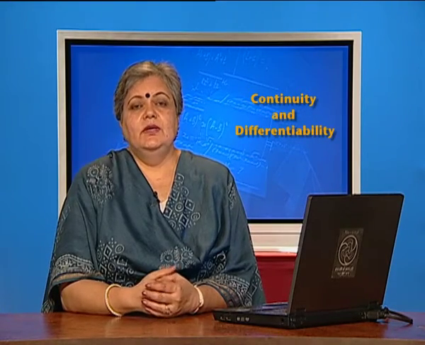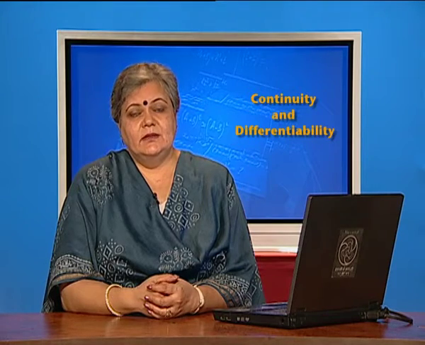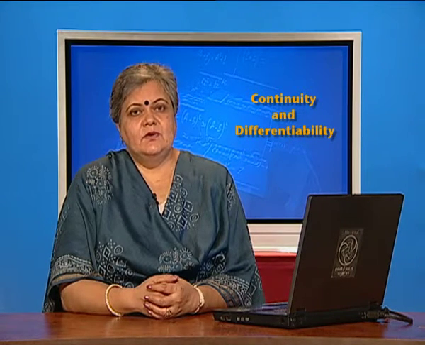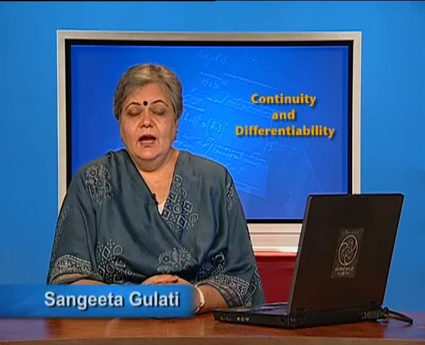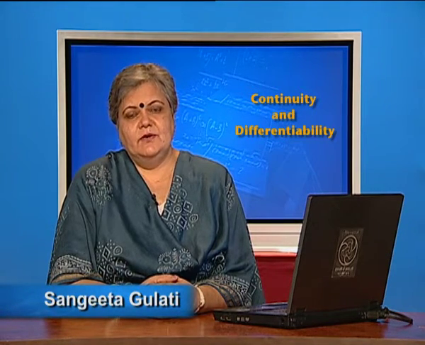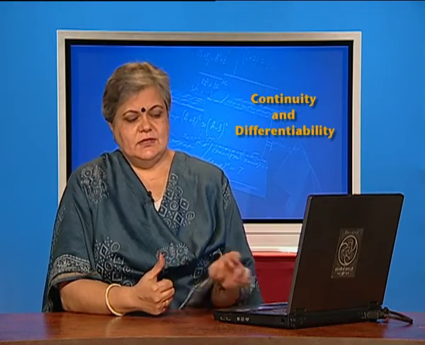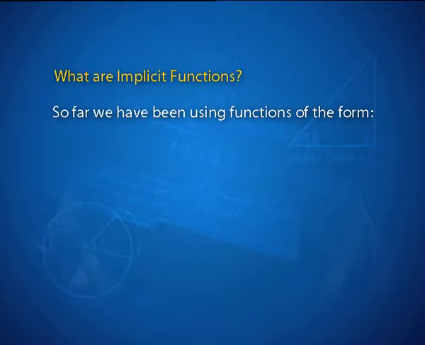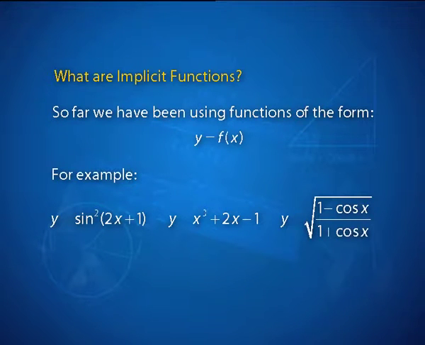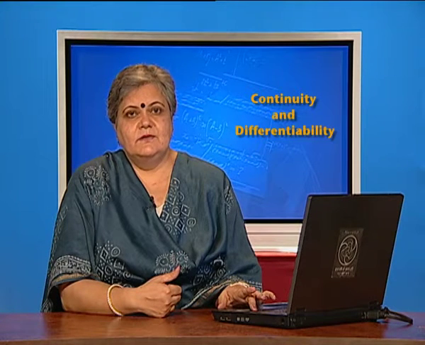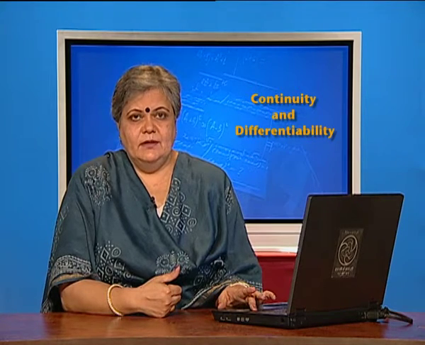Hello viewers, today we are going to discuss two special methods of finding the derivatives of implicit functions and also the inverse trigonometric functions. What exactly do we mean by implicit functions? So far we have been using functions of the form y equal to f of x, where we had y equal to sine square 2x plus 1, or y equal to x cube plus 2x minus 1, or y equal to under root 1 minus cos x by 1 plus cos x, and you could find their derivatives with the appropriate rule applied.